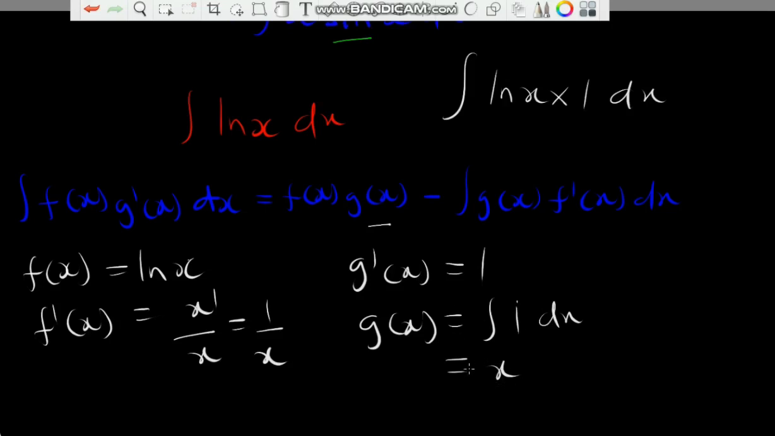Okay, so now that we have g of x and then f prime, let's come and substitute it into the general formula.